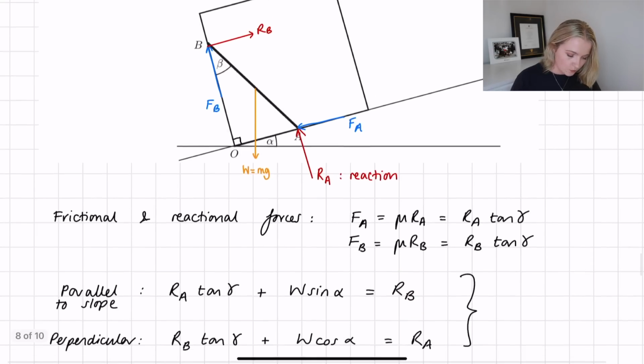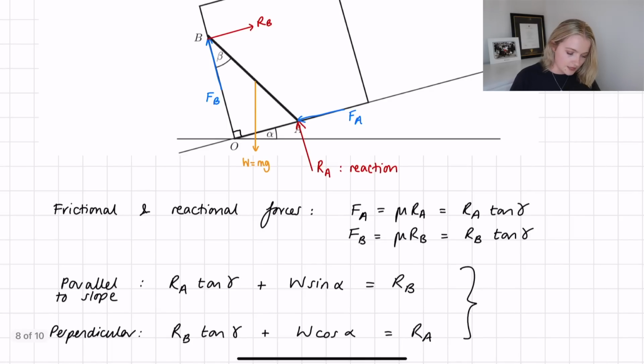Amazing. Now we can do the same for the perpendicular, and immediately we can see we have RA, we also have F of B, and we will also have a component from W again, and so we have F of B, which we see here. So F of B plus the perpendicular component from W, so W cos alpha, equals R of A. Okay, so now we've looked at the forces in both the perpendicular and the parallel to the slope direction.